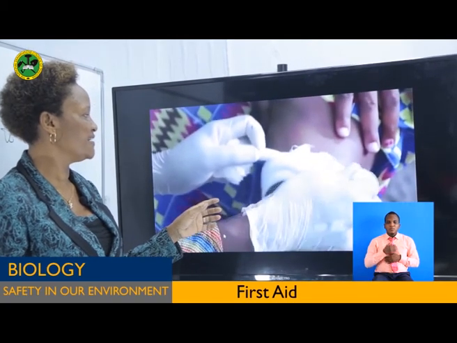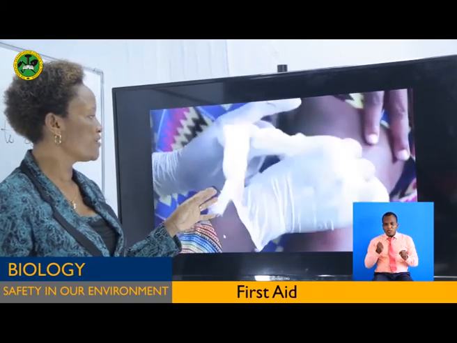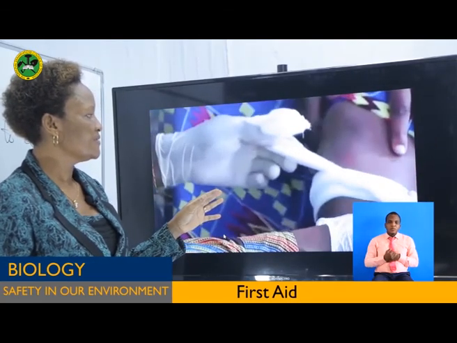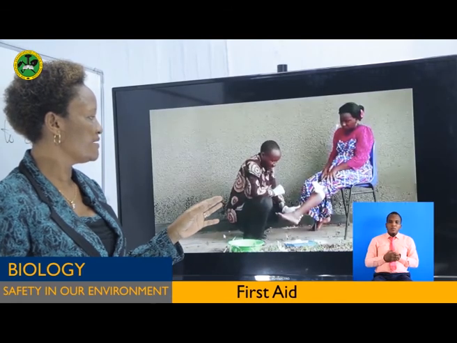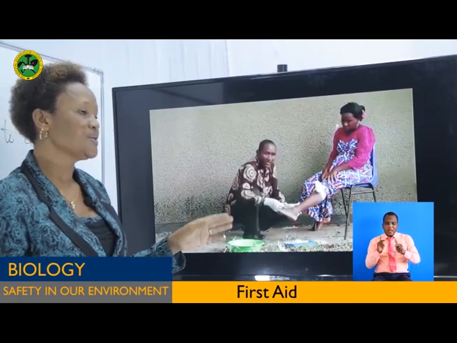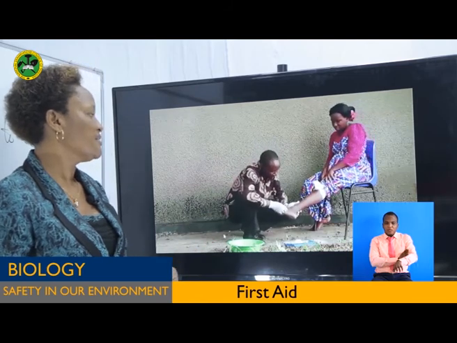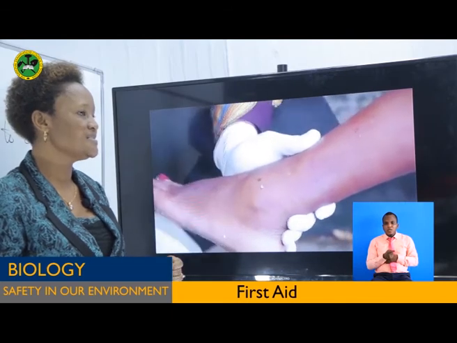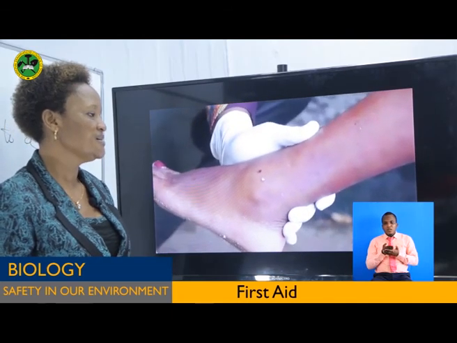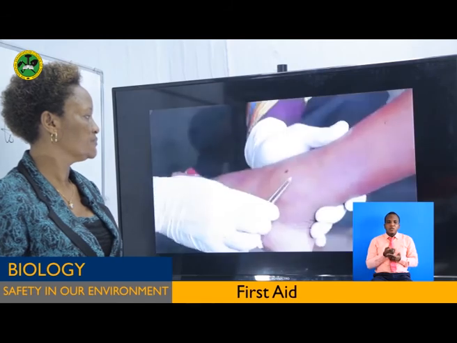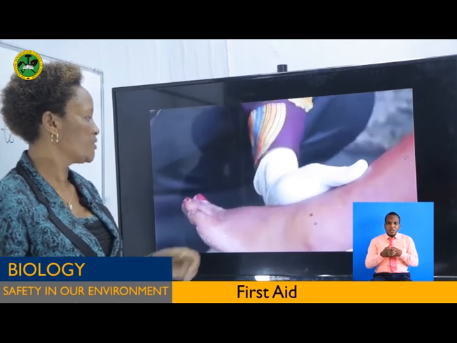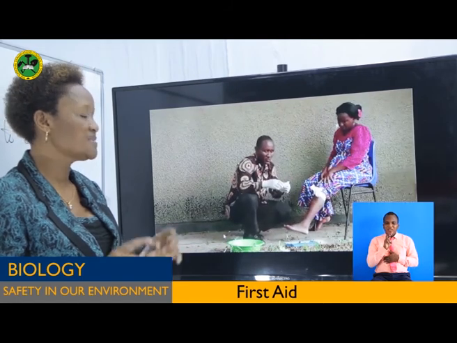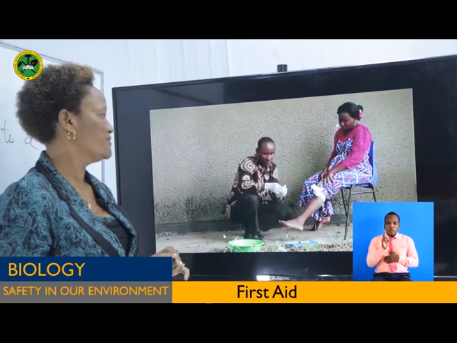He's tying the piece of cloth, this is the gauze, tying the area above the wound. What is the aim of tying? We say that it is to prevent venom from going into the blood system or entering the heart quickly. He's trying to remove the fangs. Some snakes, when they bite, can leave fangs.